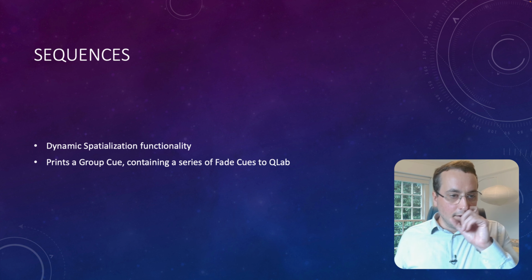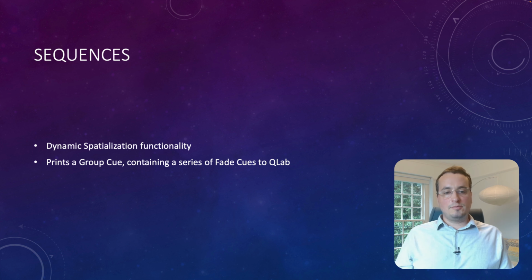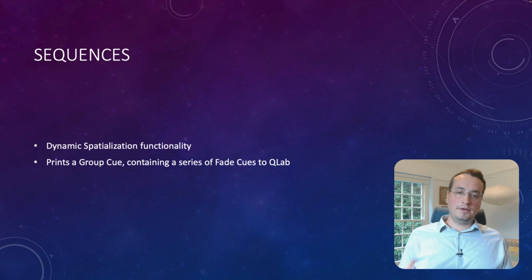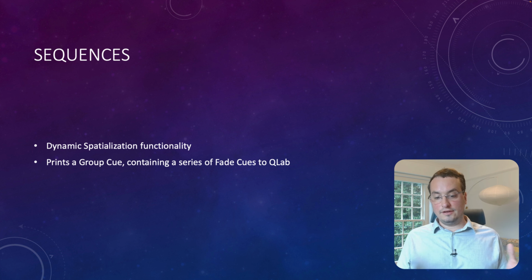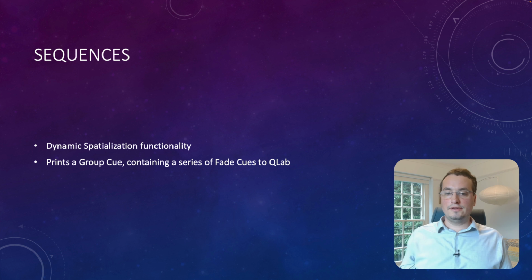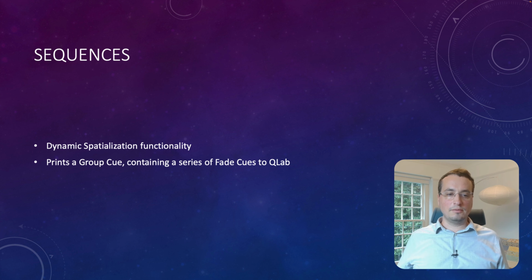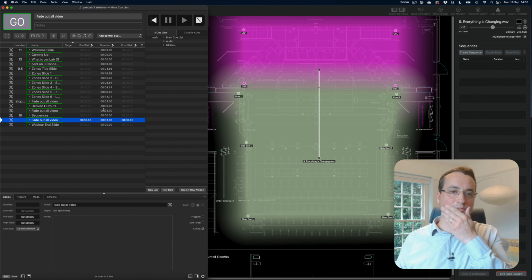Here we are. So sequences are our kind of dynamic spatialization functionality. So I mentioned before at the beginning of the call that you don't need to have panLab running when your show's running. And that's because what we're doing is printing all of that spatial data. So not only the data related to the audio cue itself, but any movement data we can actually print into QLab. And we do that with sequences, and sequences in QLab are actually group cues containing a huge number of fade cues, and each fade cue can be positioned on the panner. So that's essentially what we're doing with sequences.